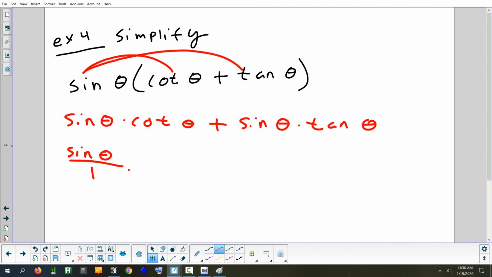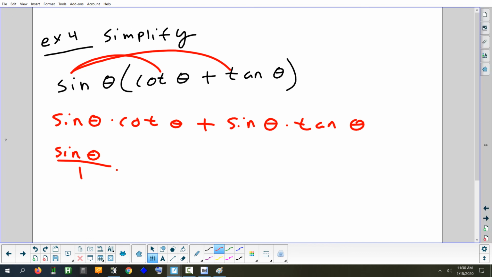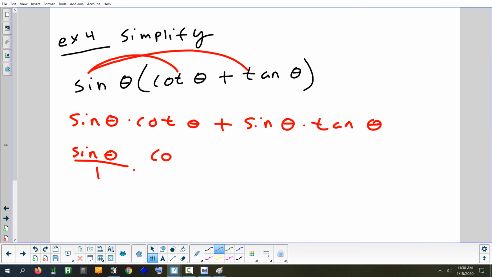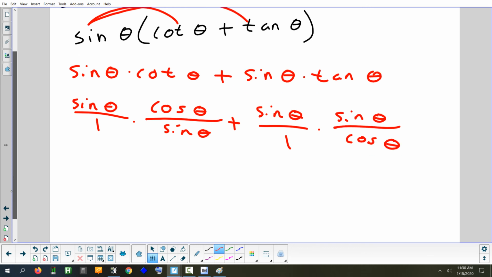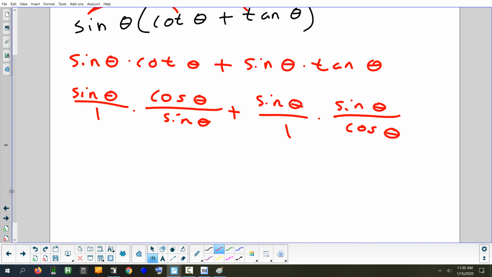What's cotangent? Cosine over sine. Right? So, cosine over sine. Plus, I'm going to do the same thing again. What's tangent? Sine over cosine. Now, when you have multiplication and you have the same thing in the top and the bottom of a fraction, you can cancel like this. 2/3 times 3/5, that's fine. The answer there is 2/5.